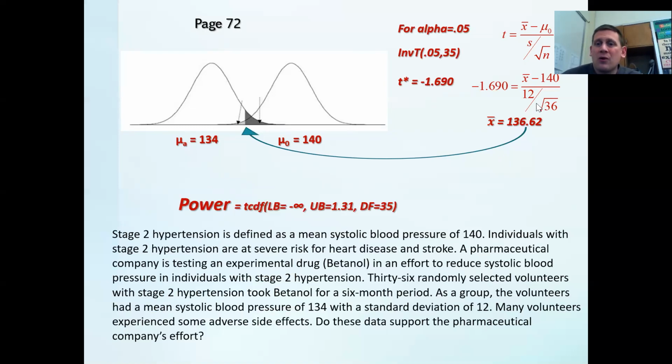So now to find the power, you're finding the probability that you're further away than that, that you've made the right decision by coming over here. So tcdf, I know we haven't really practiced that a lot. tcdf is the same as normal cdf. You have a lower bound, an upper bound, and then degrees of freedom. It's really the same concept. And you get 0.901. So that's the power.